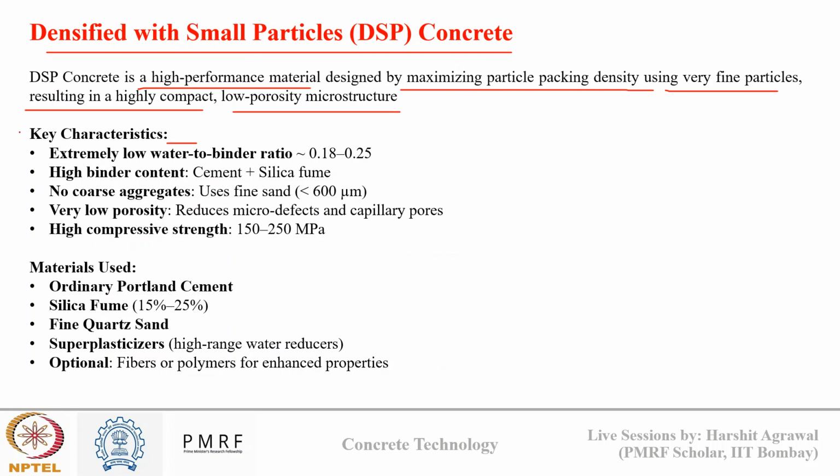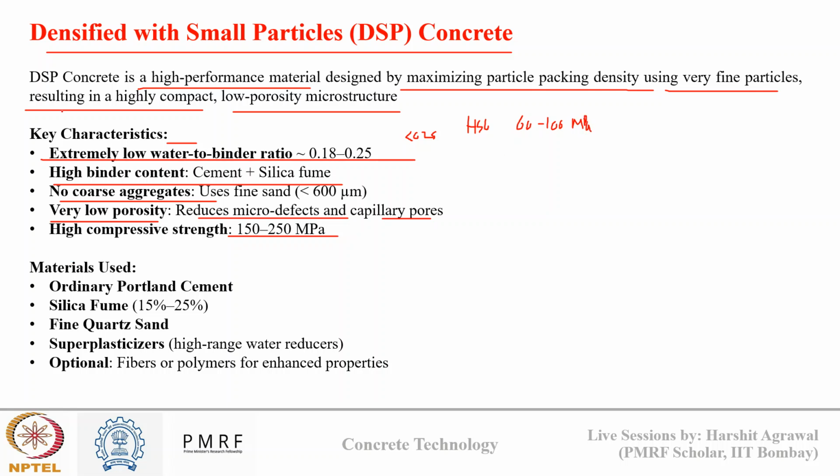Just here there is an extremely low water to cement ratio. There it was less than 0.25. Here it can go up to 0.18 also. There's high binder content. There is no coarse aggregate present in this concrete, and there is very low porosity which reduces the micro defects and the capillary pores, and strength can go up to 150 to 250 MPa also. Okay, so high strength concrete we saw ranges between 60 to 100 MPa. Now these concretes that we are talking about now, their strength is more than 100 MPa.